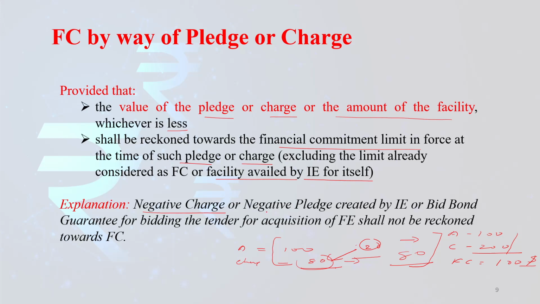An explanation is given that a negative charge or negative pledge created by an Indian entity, or a bid-bond guarantee for bidding the tender for acquisition of a foreign entity, shall not be reckoned towards financial commitment. A negative charge is when the borrower agrees that he will not create a charge on its assets without permission of XYZ. Since no charge is actually created, it will not be considered as financial commitment. As for the bid bond guarantee, if you are simply issuing it for bidding a tender, unless the tender is acquired or the performance guarantee is issued, there is no commitment. So that's why the negative charge and bid bond guarantees are not considered as part of financial commitment.